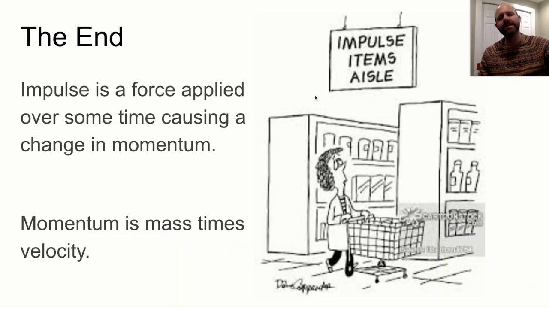So that's it. The big idea here is that impulse is some force applied during some time interval, and it causes a change in momentum. This is really the impulse momentum theorem, just a restatement of Newton's second law, or maybe going back to the original statement of it. And remember, momentum is mass times velocity, this vector quantity.